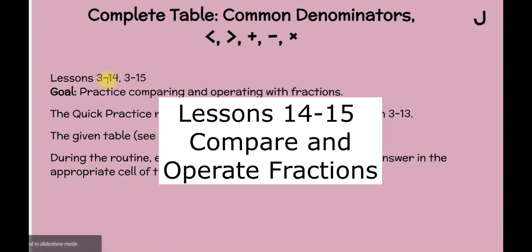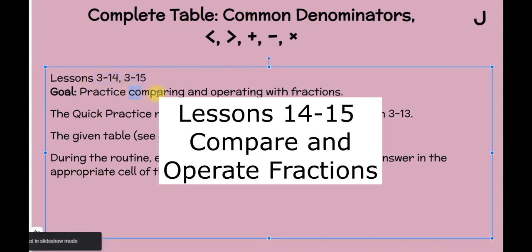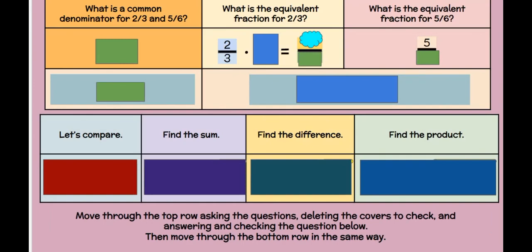By the time we get to lessons 14 and 15, we are comparing and operating with fractions. This is similar to what was done in 5th grade, and the entire purpose is to build automaticity with these fraction operations. So the student leader would ask each of the questions that are up here in the top box. What is a common denominator for 2/3 and 5/6? Think about it. Class, and the whole class should say 6 because we're looking for the most common denominator.